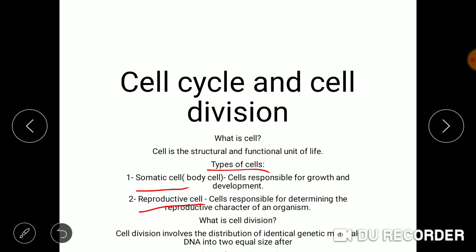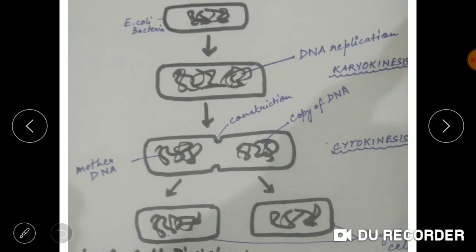Now let us move on to the main topic, that is cell division. Cell division, we can say, is a process in which the parent cell divides into two daughter cells. Let us see how. Here we have taken the example of E. coli bacteria, in which the parent cell is undergoing division and is now transformed into two daughter cells. It splits apart into two daughter cells at the end.